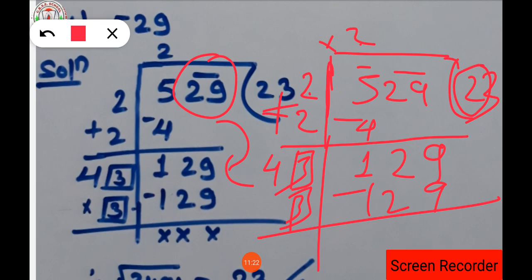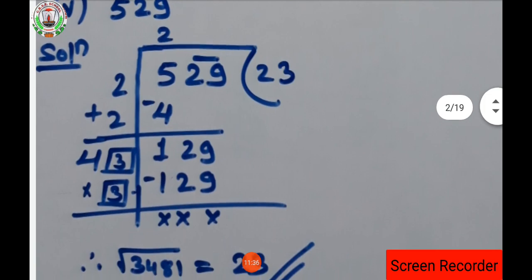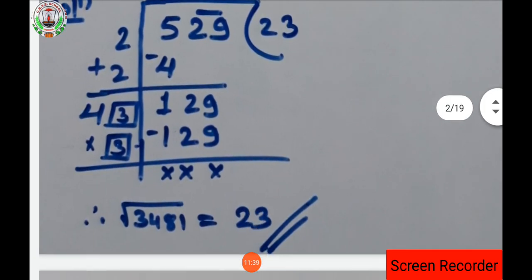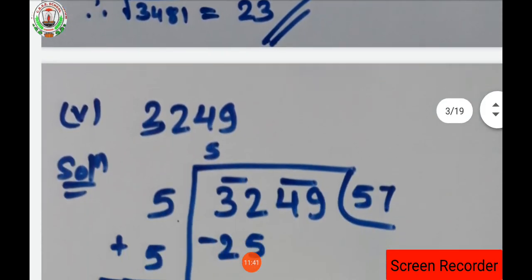So what will be here? We will get this after doing subtraction, the remainder is 0, isn't it? So the square root of 529 is 23. So in this way you have to do the solutions. Clear everyone? Hope you people understood this question.